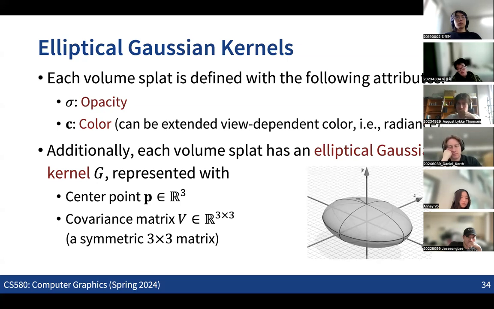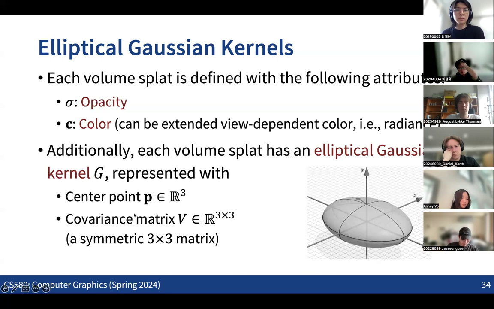So the difference with NeRF is that in NeRF, those quantities were returned from a neural network as an implicit representation. Now we have explicit opacity and color information, encoded for each splat. Additionally, for each volume splat, we have an elliptical Gaussian kernel, which is defined with the center point P and the covariance matrix V. Obviously, it should be a symmetric matrix. So in 3D space we have the position, the center point, and also the 3D axes defining local coordinates, and also the scale information, which is defined with the covariance matrix. Makes sense.